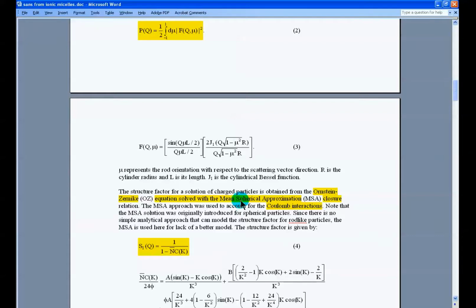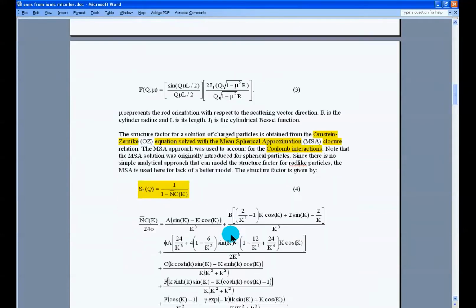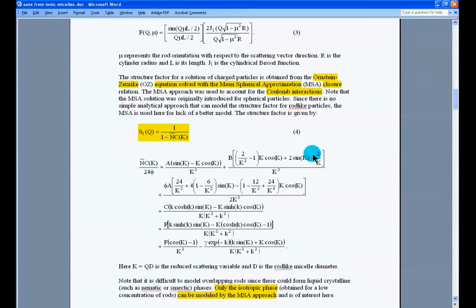For the structure factor, one has to use the Ornstein-Zernike equation solved with the so-called mean spherical approximation. In other words, this closure relation is used for Coulomb interacting systems. The structure factor is small. We want still to see its effect. In other words, the structure factor is almost 1 for dilute solutions like here, but we still want to include it, even though it's a small effect.